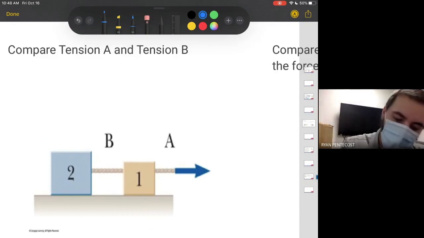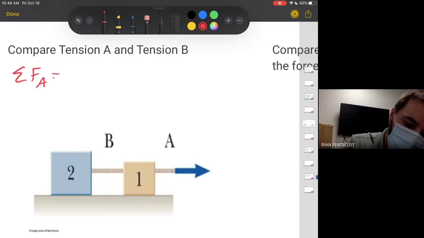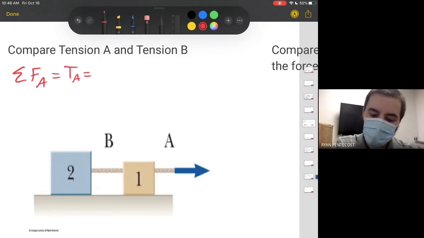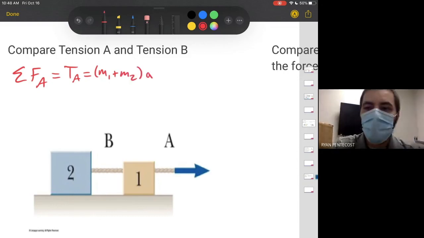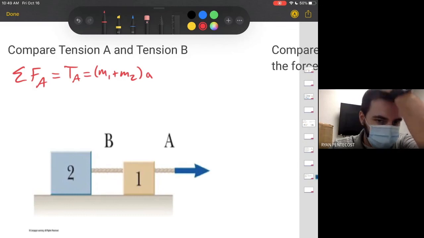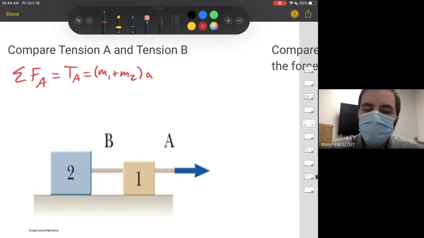If we look at tension A, we will look at the summation of forces for A. We have tension A equals the mass times the acceleration. But we are pulling mass 1 and mass 2 as we accelerate the system. So that is responsible for pulling both masses, assuming a frictionless surface and weightless rope. Otherwise we'd have to pull the mass of the length of the rope for section B. But it's a massless, or weightless, rope and a frictionless surface.